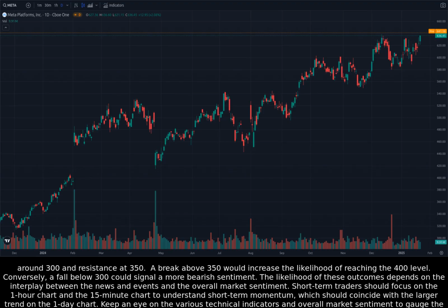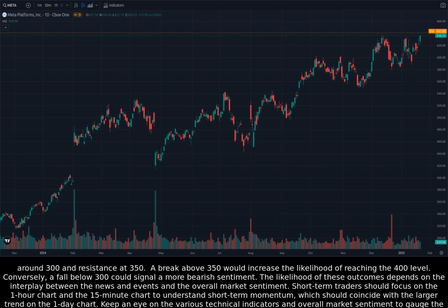In summary, several key price levels are crucial to monitor for Meta stock. On the one-day chart, a strong support level around 300 and resistance at 350. A break above 350 would increase the likelihood of reaching the 400 level. Conversely, a fall below 300 could signal a more bearish sentiment. The likelihood of these outcomes depends on the interplay between the news and events and the overall market sentiment.